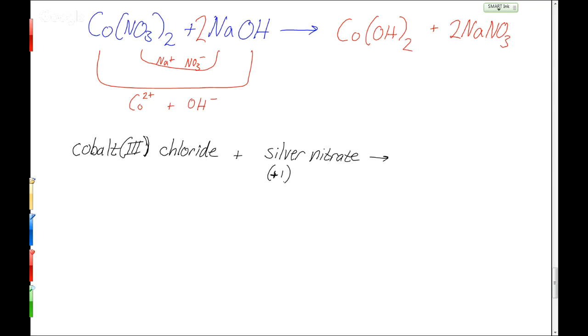So for the products, would you just write CoCl3 plus AgNO3, or do you have to do the charges and stuff? You have to do the charges and stuff, yeah. Make sure that your compounds are always neutral.